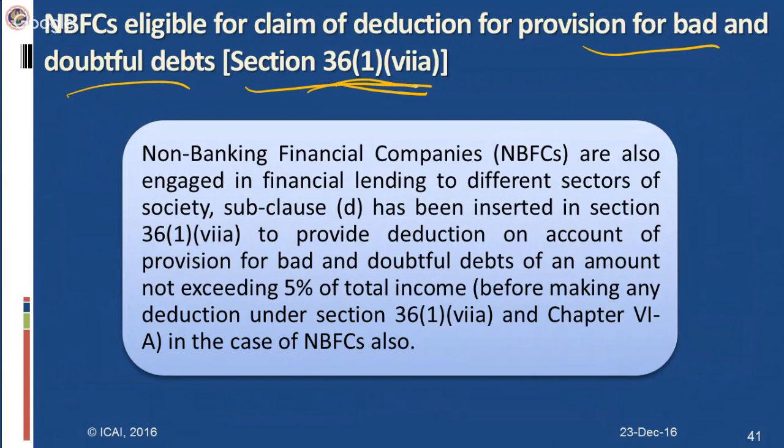In respect of the scheduled bank, the restriction is 7.5% of total income and an amount not exceeding 10% of aggregate average advances made by rural branches of that bank. In case of a foreign bank, it is 5% of total income computed before making any deduction under Chapter 6A. Thereafter, public financial institutions, state financial corporations, state industrial investment corporations were allowed to create provisions.